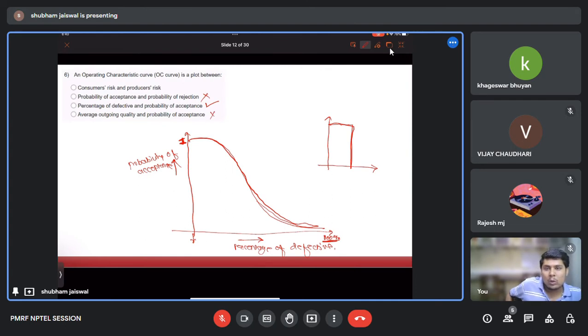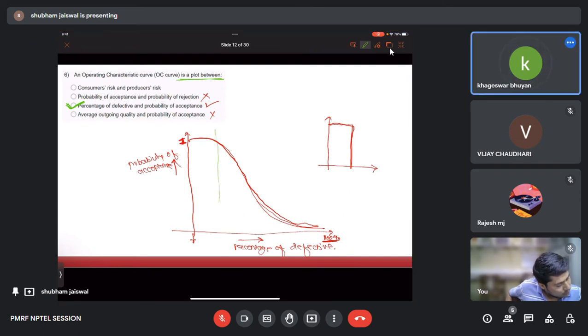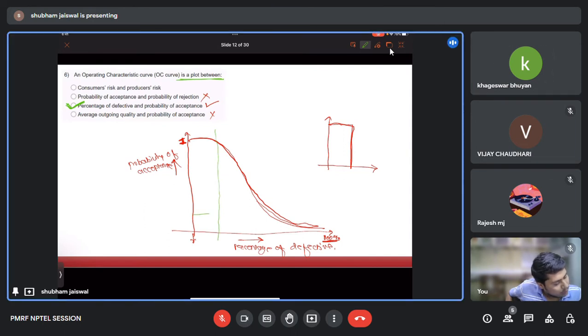Next come the consumer risk and producer risk. What they have asked is the plot between the percentage of defect and probability of acceptance. But we can't plot those, but we can show the consumer risk and producer risk on our OC curve.